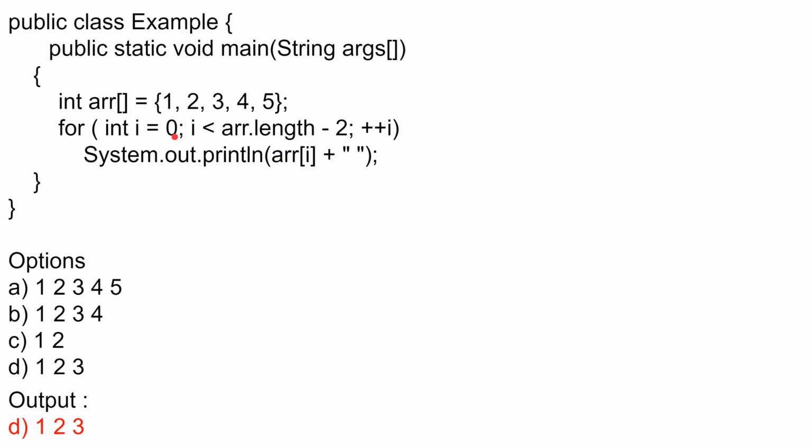Then again i will be incremented by 1. Now i becomes 2. It checks whether 2 is less than 3. Yes, that condition evaluates to true. So it comes inside this System.out.println and prints the array element at second position, so it will print 3. Then i will be incremented by 1, so i becomes 3. Now it will try to evaluate that expression: 3 is less than 3. That condition evaluates to false. So it comes out of this for loop, and you will be able to see the output as 1, 2, and 3.